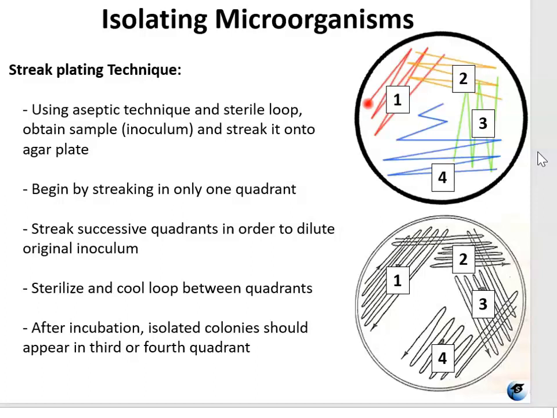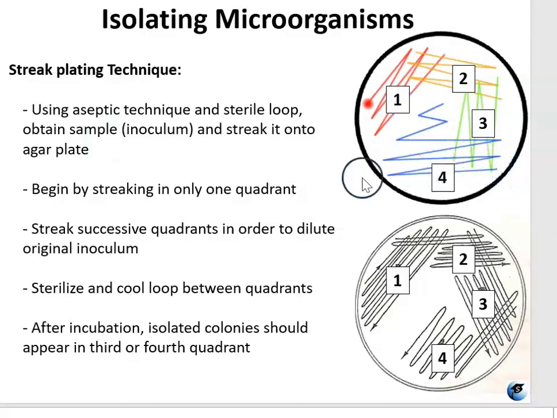The inoculum is obtained and then you streak it into the first quadrant right here. So you get your inoculum and make just a little simple streak, but only in one quadrant of the plate. Then you sterilize the loop, or if you're using disposable loops, you would dispose of the first loop and get a new one. Then you pull just a little bit from the first quadrant into the second quadrant and streak it out. If you're using a metal loop, you would sterilize it; if you're using a disposable loop, you would dispose of it and get a new one. Then pull a little bit from the second quadrant and streak it out into the third. And then one more time, get another sterilized loop, and pull a little bit from the third into the fourth.